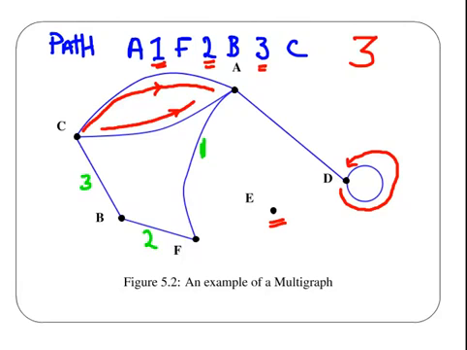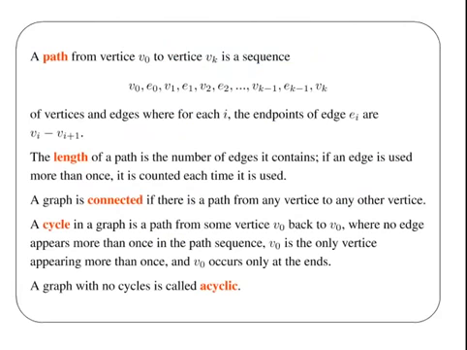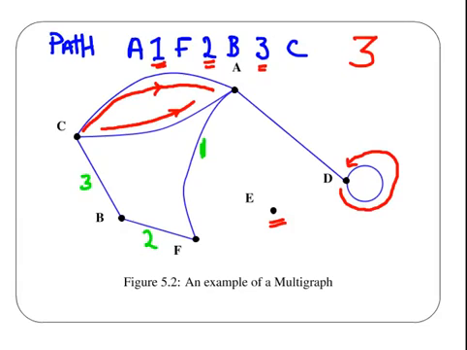1, 2, 3. Couldn't be simpler there. Now, a graph is connected if there is a path from any vertex to any other vertex. Now let's look at this previous one here.